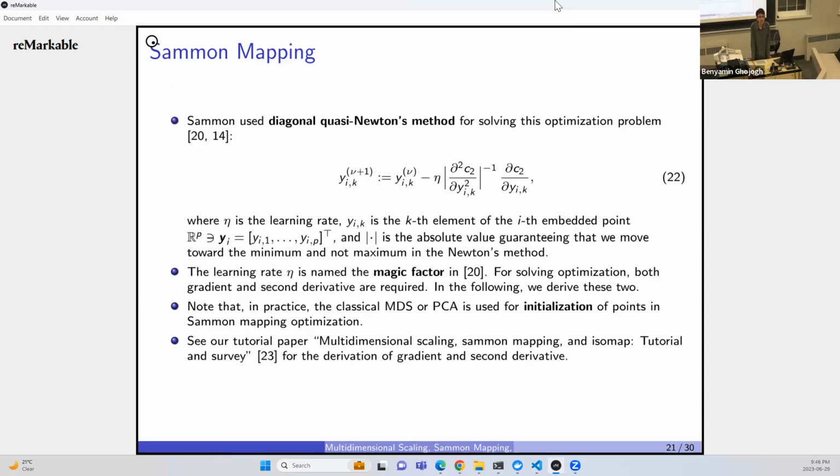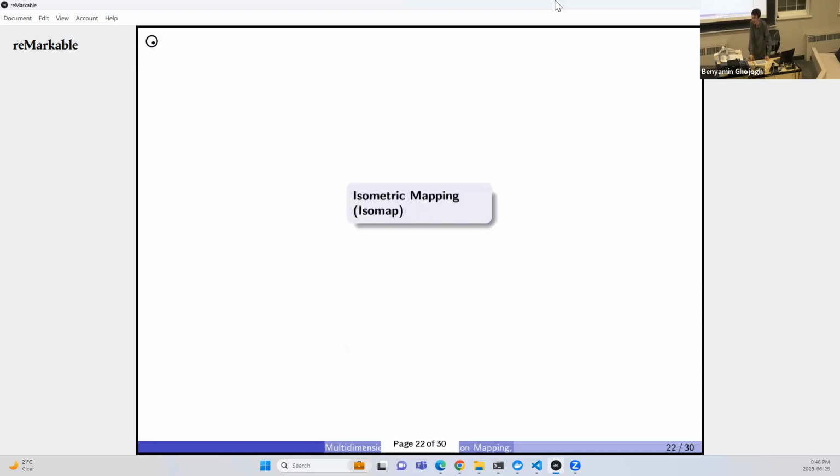What did Sammon do? At that time, in the 1960s, he used a diagonal quasi-Newton method. It was published in IEEE Transactions on something at that time. What do I mean by diagonal? It only considers the diagonal elements of the Hessian. It assumes the Hessian is a diagonal matrix for simplification. He called the learning rate eta the magic factor. He just named it fancy. Good job, Sammon. It was the first method.